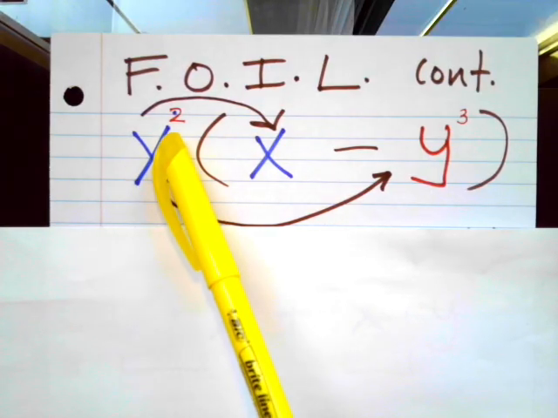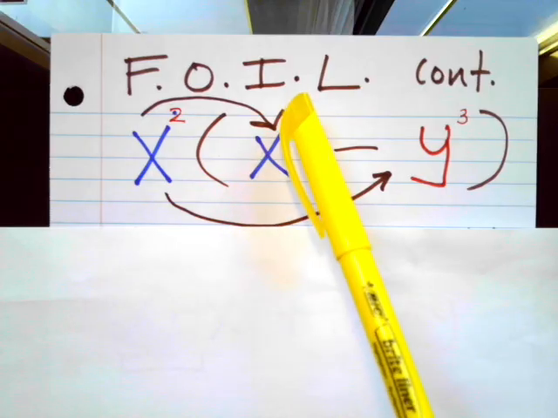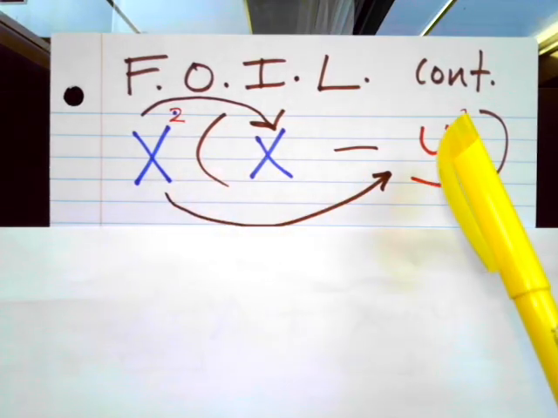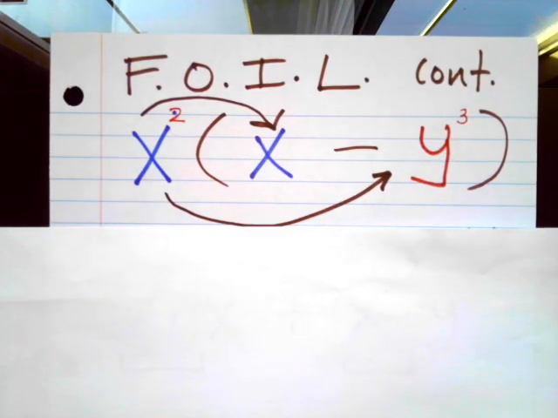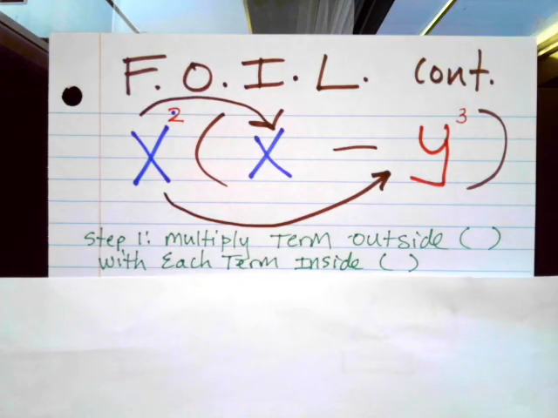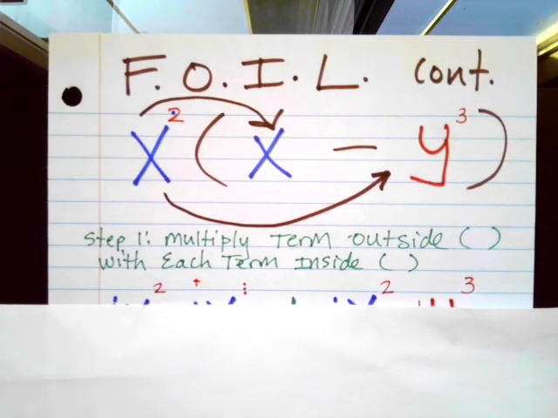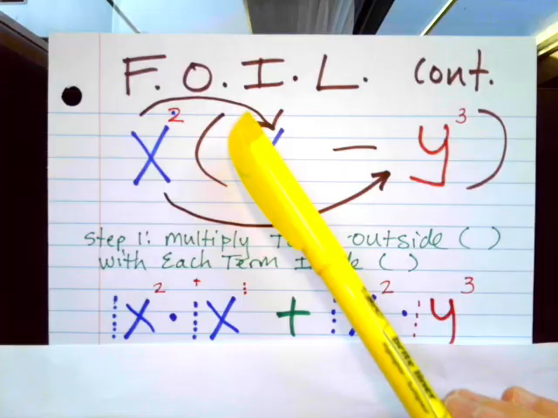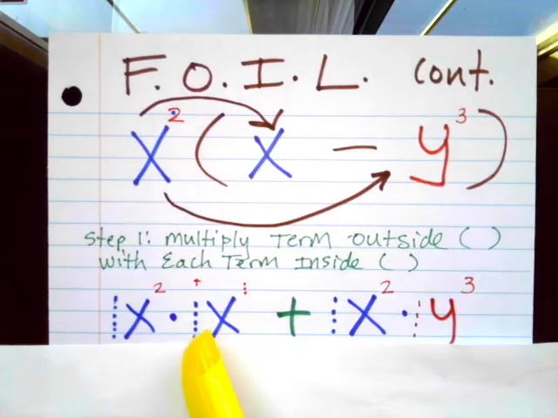We're going to distribute this x squared times the x to the invisible 1 power. Also x squared times the negative y to the third power term. That is essentially what we're doing with FOIL. We're distributing. So step 1, multiply terms outside the parentheses with each term inside the parentheses. I'm showing you that here now. So again, 1x squared times 1x right down here. I'm showing you the invisible ones.